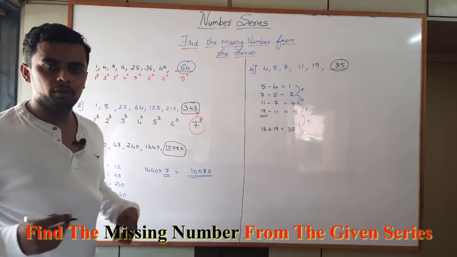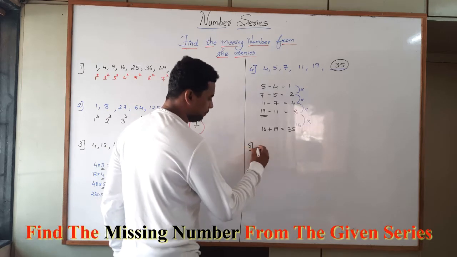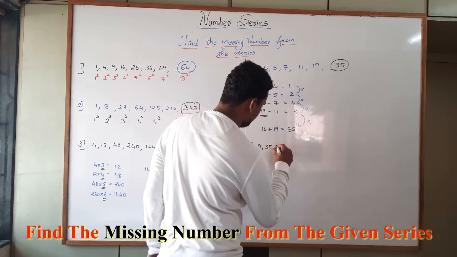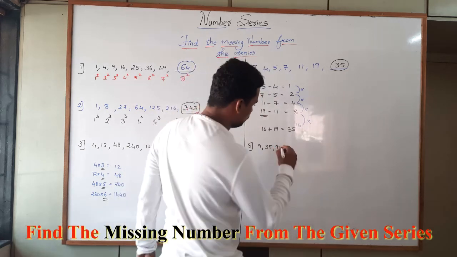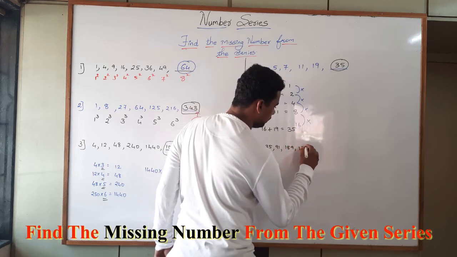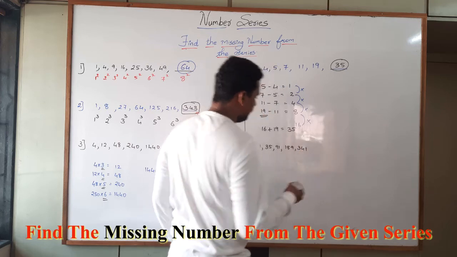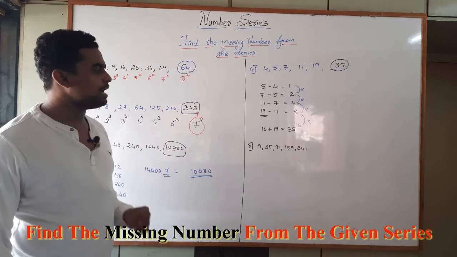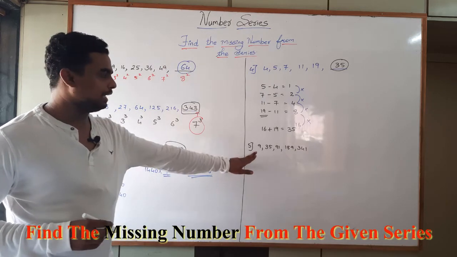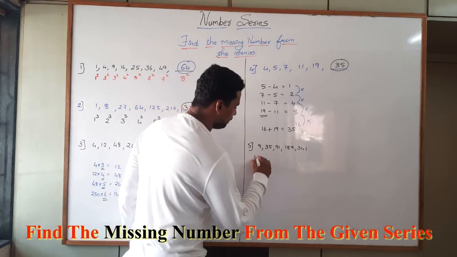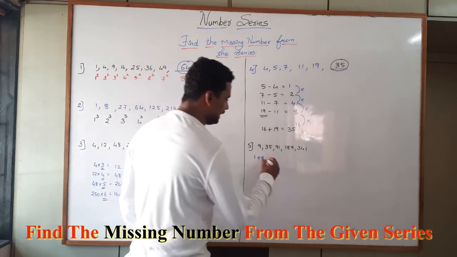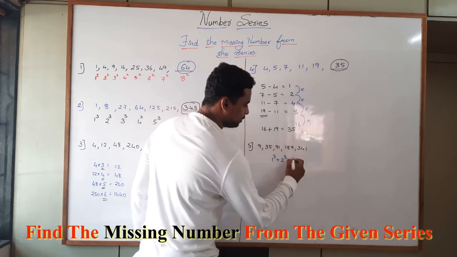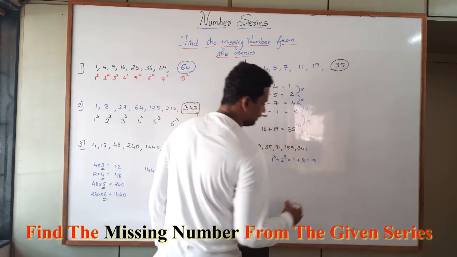Moving on to the final example of this video, we have the numbers 9, 35, then we have 91, 189 and 341. Now here you will see there is no obvious relation, the numbers are increasing in random order. So let us see how exactly we are supposed to find the number. 9, if you see, is the sum of 1 plus 8. But 1 plus 8 is actually 1 cube plus 2 cube, where 1 cube is 1, 2 cube is 8, and I will have 9.